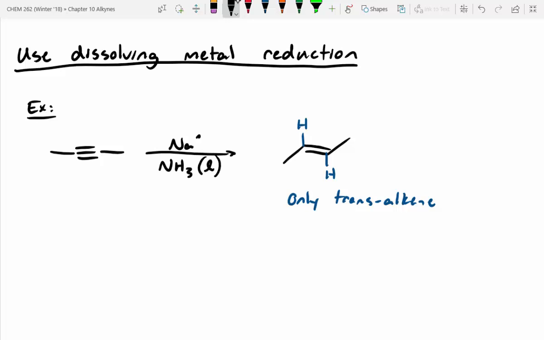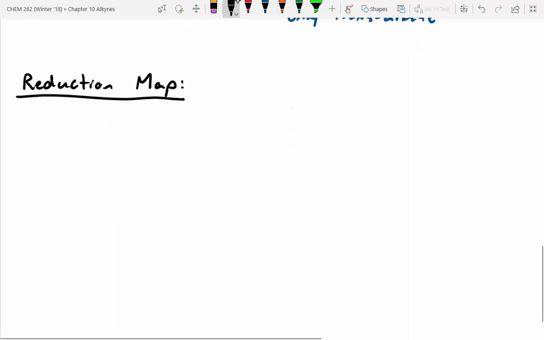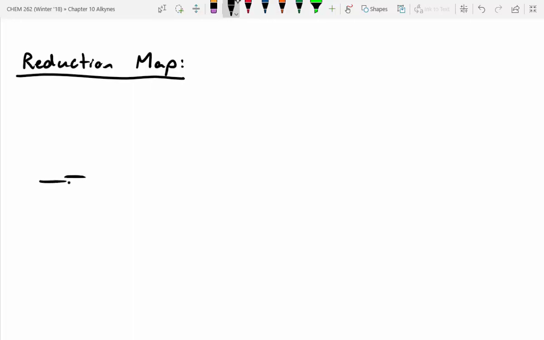So let's make a really, really brief reaction map showing our hydrogenation pathways or reduction pathways. It's pretty straightforward. We said we can have an alkyne go all the way to an alkane. And what reagents do we need again? If I want to go from an alkyne to an alkane, just our standard one, right? So we can use hydrogen gas and palladium on carbon, right?